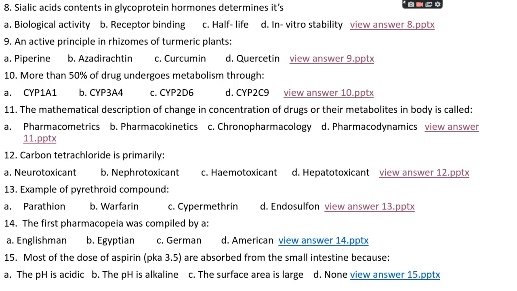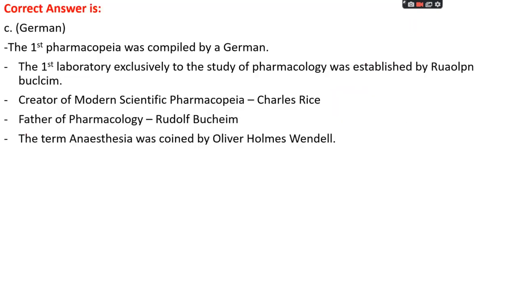Question number 14. The first pharmacopoeia was compiled by: option A, Englishman; option B, Egyptian; option C, German; option D, American. The right answer is option C, that is German. The first pharmacopoeia was compiled by a German.